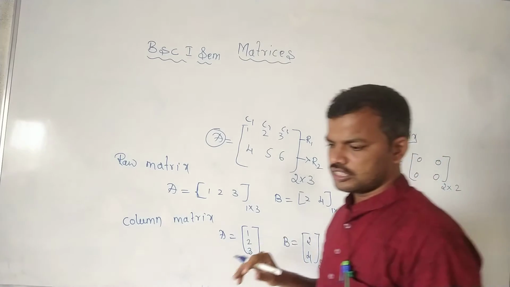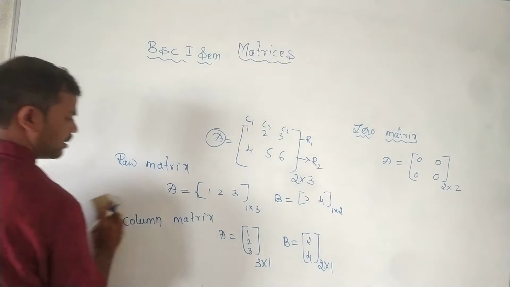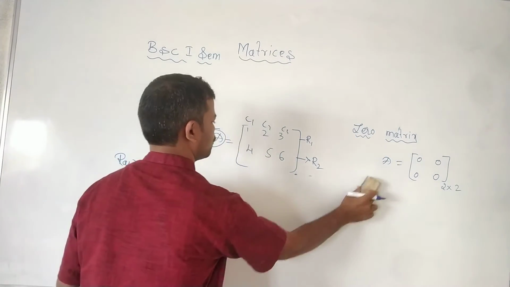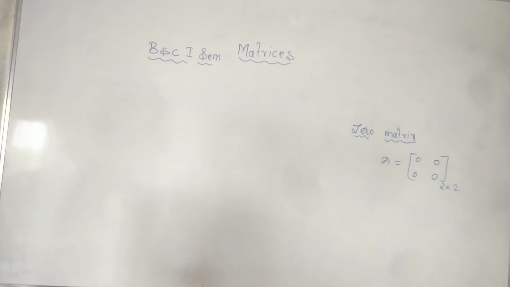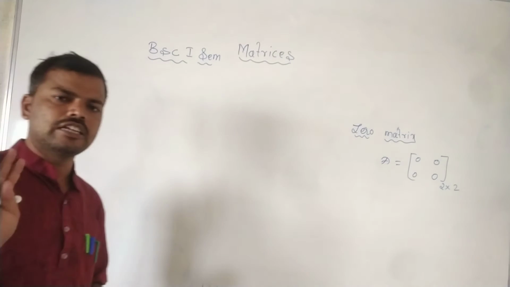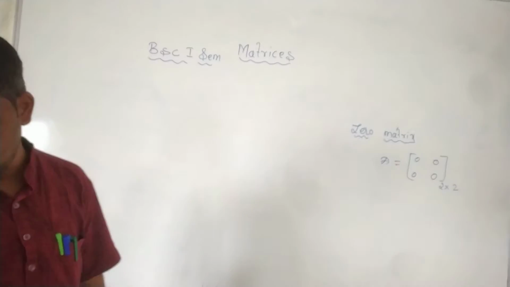Next after this we have to study the square matrix. What is a square matrix? The number of rows is equal to the number of columns. Square means all sides are equal, that is, rows and columns must be equal. So that is a square matrix.